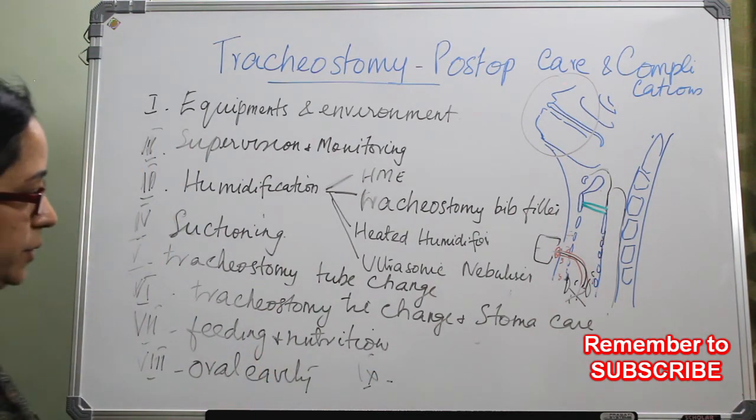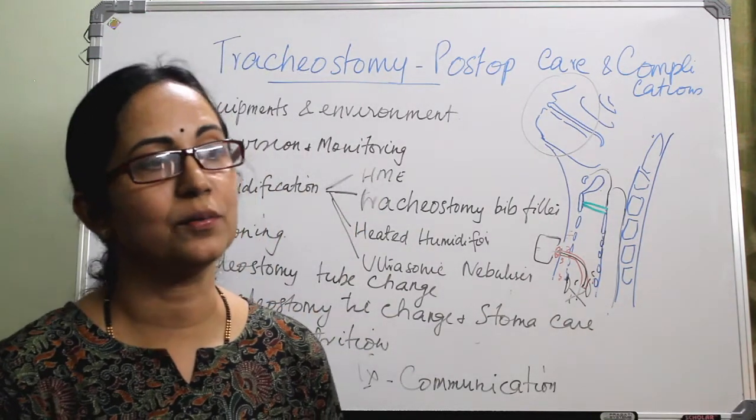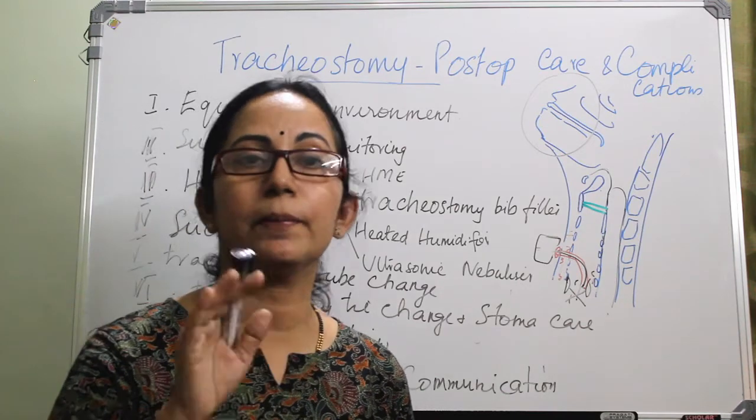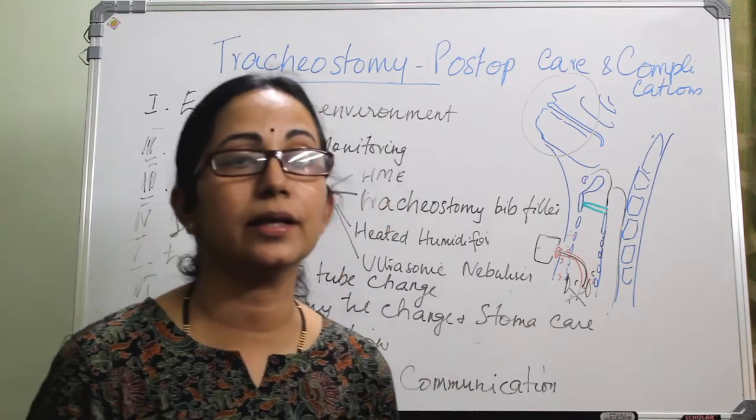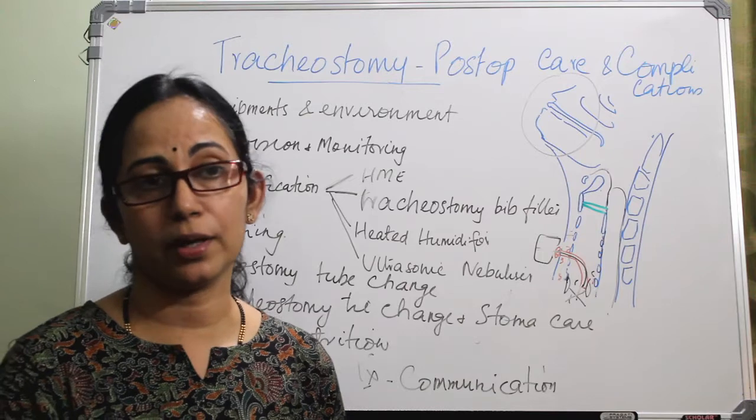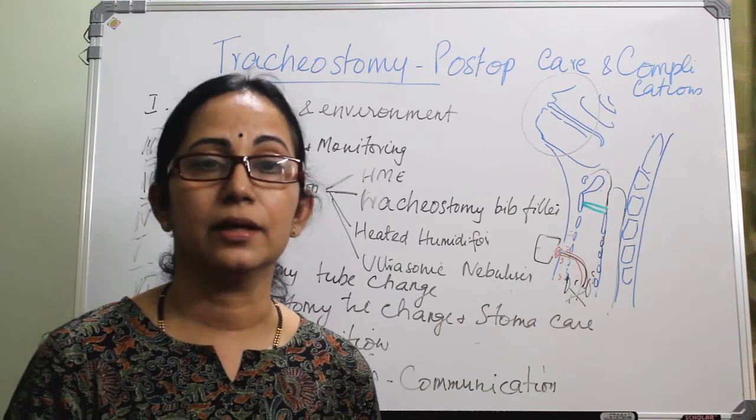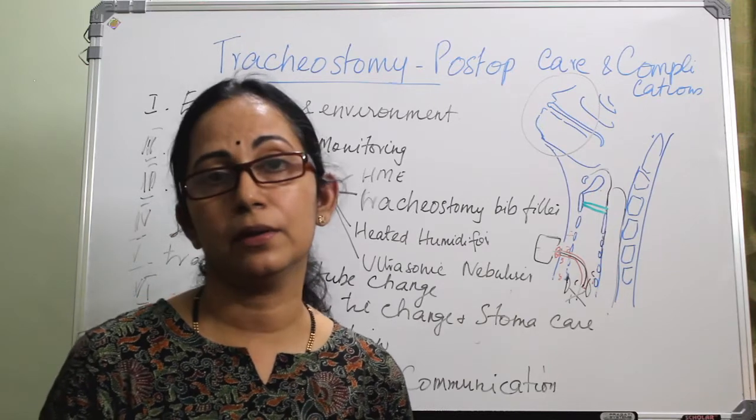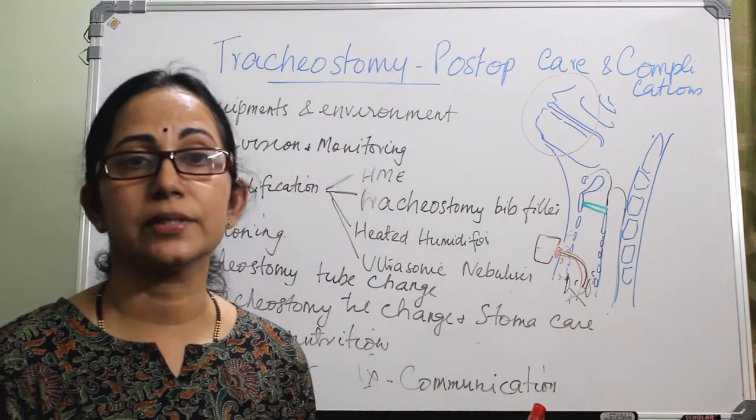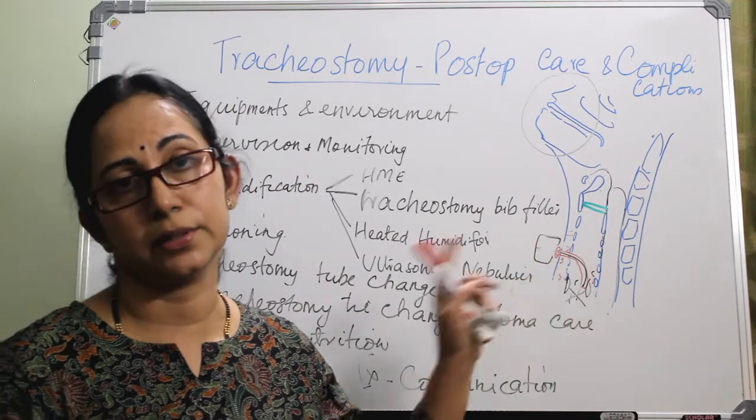And the 9th one, communication. That is very important. Patient cannot speak, can't make noise. So keep a bell near the patient or any electronic devices that can produce sound. That is very important. Otherwise, if the doctor or the caretaker is near the patient, he can communicate using a pen and paper. Or in long-term cases, we can advise a one-way speaking valve which can be attached to this tracheostoma.